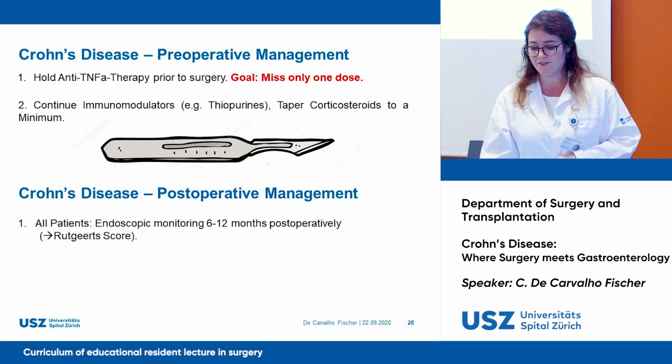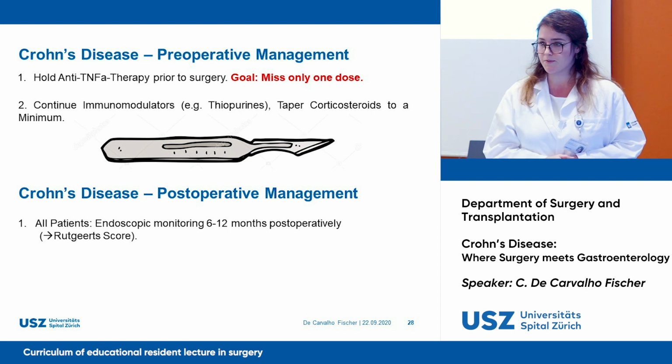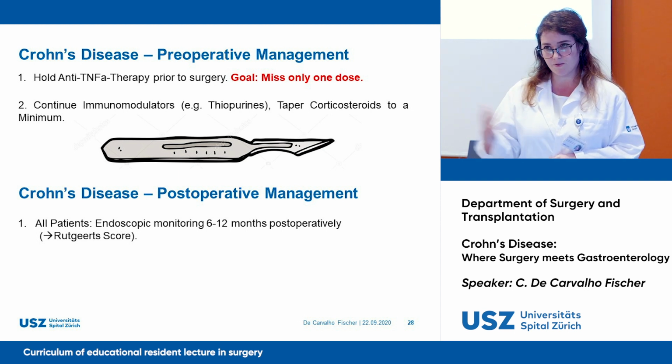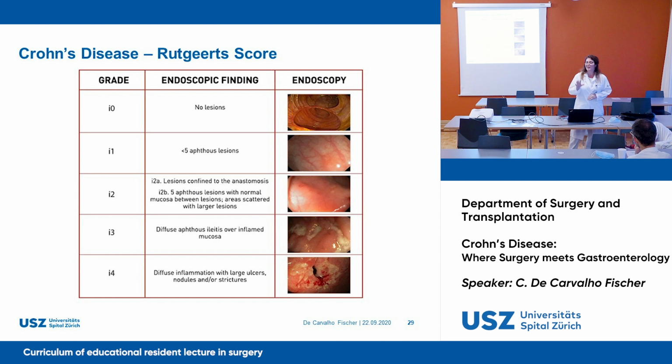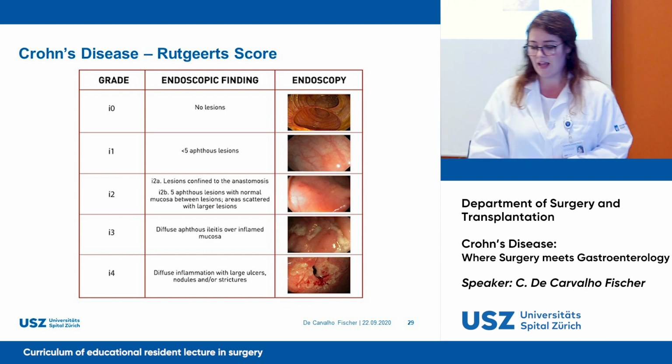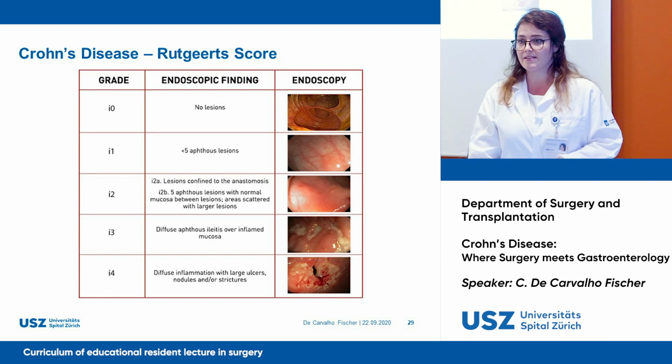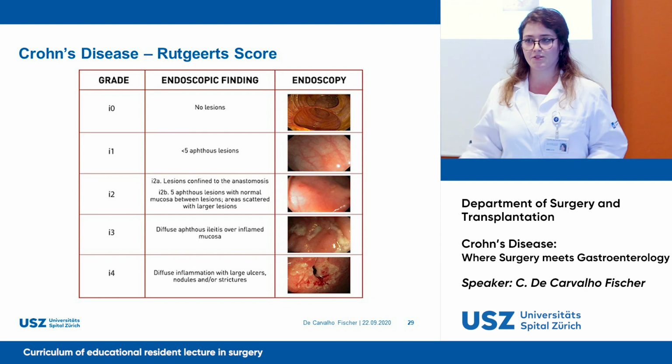Our patient then goes to surgery, and after surgery, the first thing we do is schedule an endoscopy 6 to 12 months after the surgery. In the endoscopy, the gastroenterologists will conduct the Rutgers score. So Rutgers should by now be a familiar name. And endoscopic recurrence is defined as I2. So I2A are lesions confined to the anastomosis, and I2B are more scattered aphthous lesions or larger lesions. And depending on the score that they find at endoscopy, the gastroenterologists will adapt treatment.